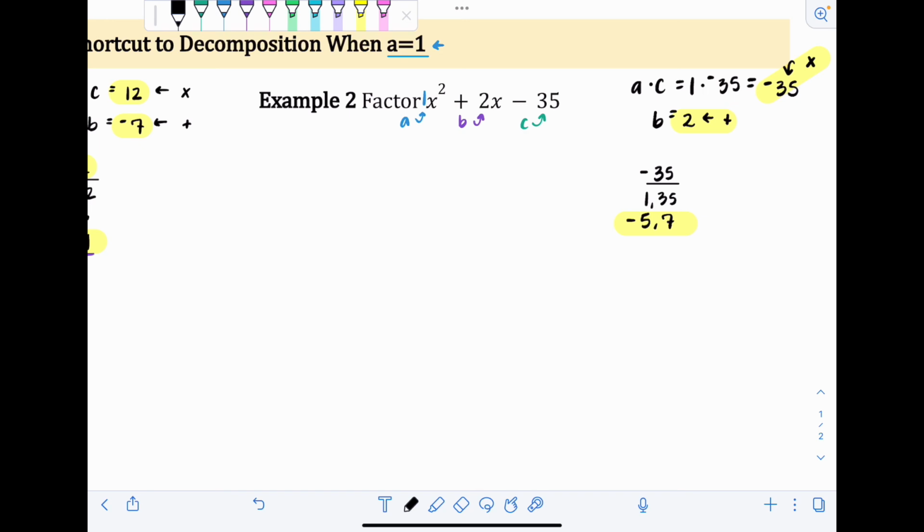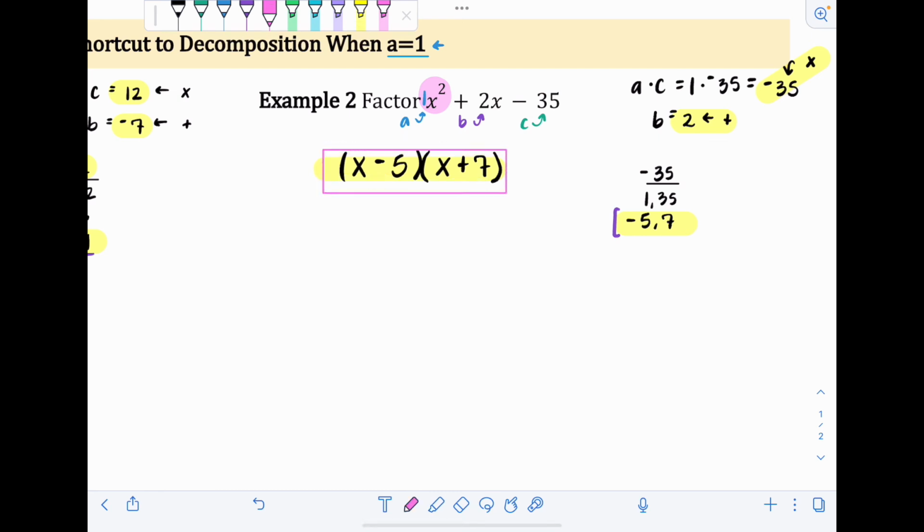And then now, because A is 1, I can skip all the long factor by grouping steps and just set up my two parentheses. The 1x squared is always going to break down into x and x. And then these two numbers are what fill in the rest. So one parentheses will be a -5 and one parentheses will be a +7. And then remember that the order doesn't matter, so you could do x plus 7 first and then x minus 5 second. So x minus 5 times x plus 7 is our final answer.